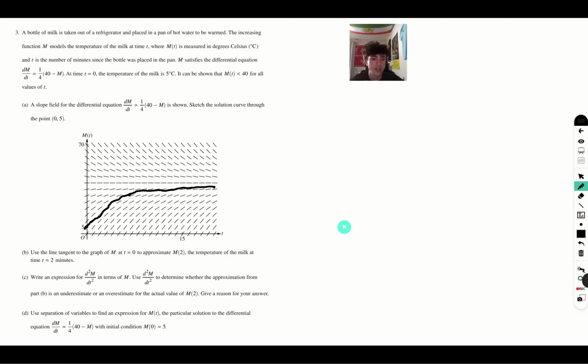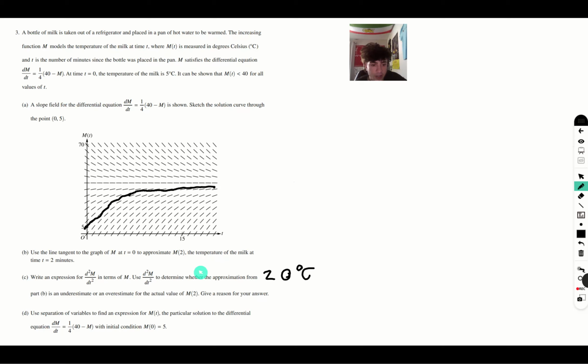Part B asks you to use a line tangent to the graph of m at t equals 0 to approximate m of 2. Alright, so we can see that these lines go up by increments of 5, where these lines go up by increments of 1. So at 2, we're going to be at somewhere around 20, it appears. So here, that's what I'm going to say it's going to be. M of t is degrees Celsius, so we're going to say around 20 degrees Celsius.